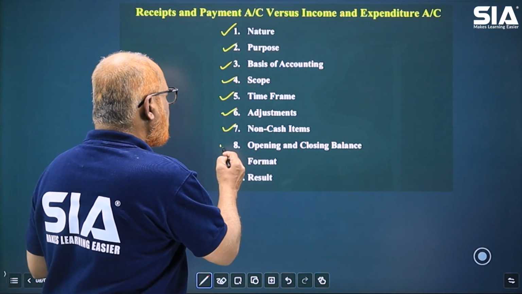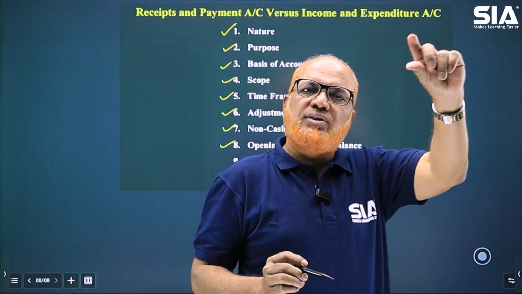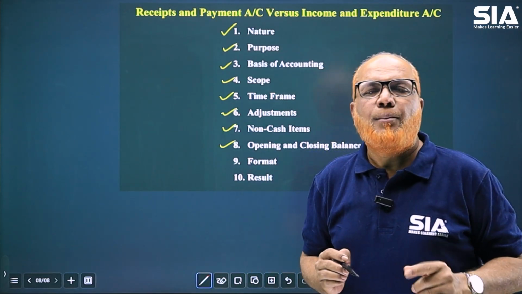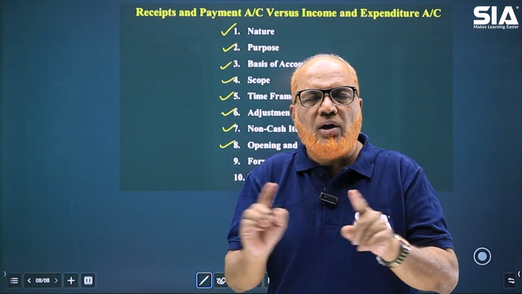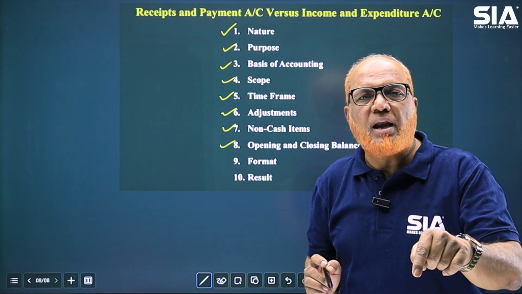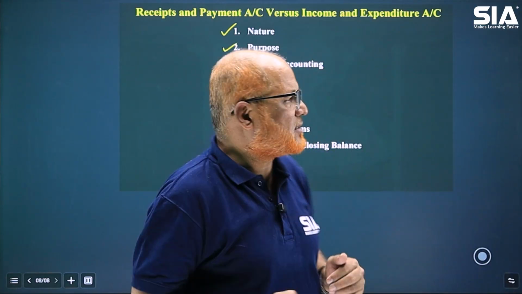Next comes opening and closing balance. Receipts and payments account will start with the opening balance and end with the closing balance. But income and expenditure account will not have any opening balance. It will have the closing balance, which may be either surplus or deficit.